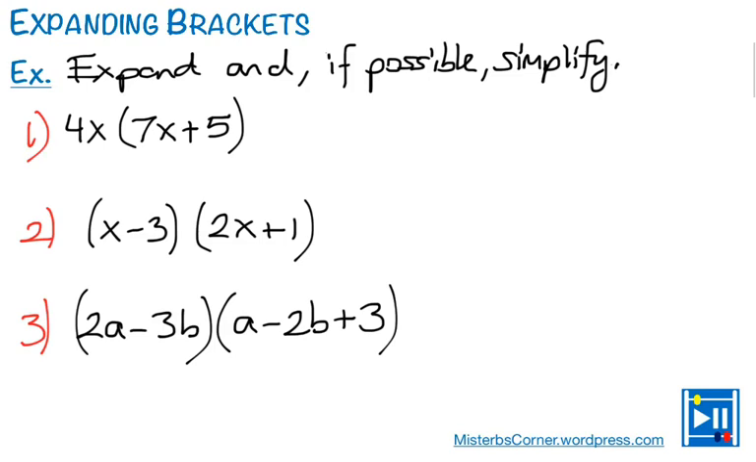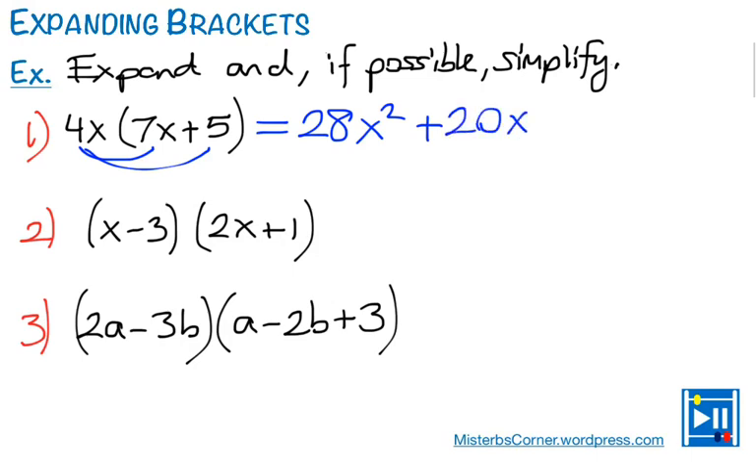So the first one is rather easy, of course. It's 4 times 7 and x times x, so I'm going to end up saying 28x squared. And then if I multiply 4x and 5, I'm going to end up with 20x. Unless there's a negative sign here, I generally copy-paste the sign in between these terms. So I have 28x squared plus 20x. And there's nothing else to do here.